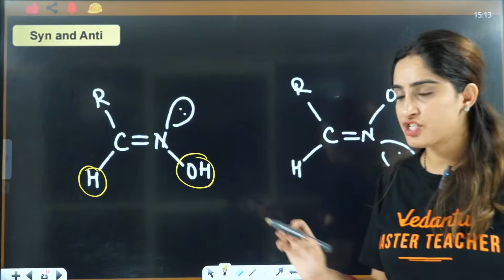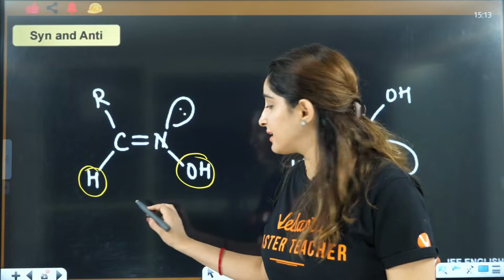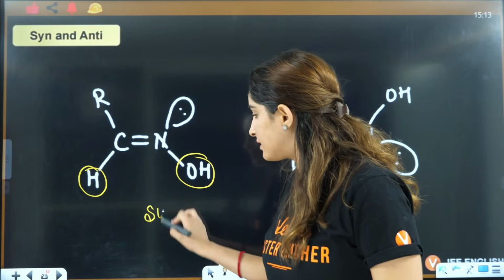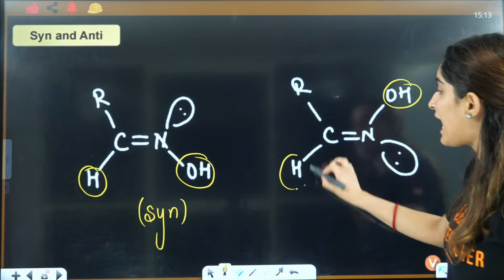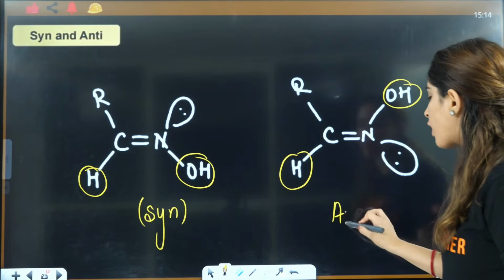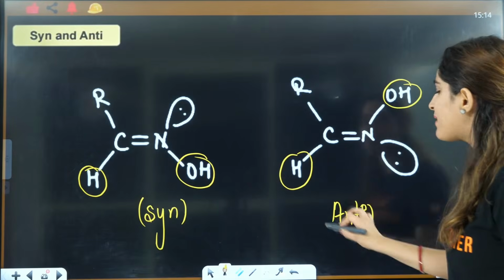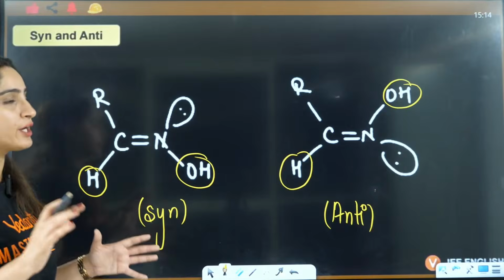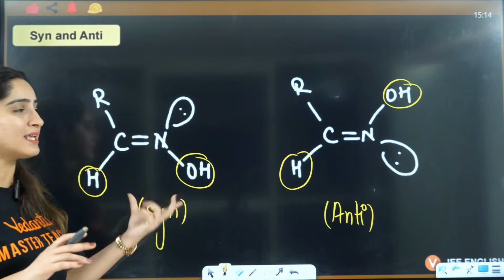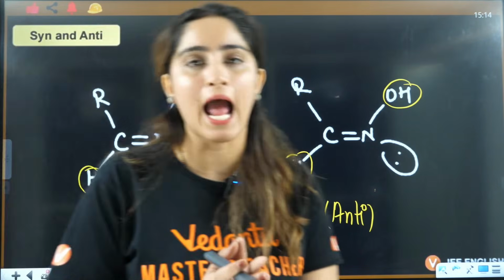If OH and H are on the same side, then that is called syn, right? And if OH and H are on the opposite side, that is called anti. What do you mean by anti? Anti means opposite. So here we are discussing H and OH. If they are on the same side, that is syn. If they are on the opposite side, that is called anti.